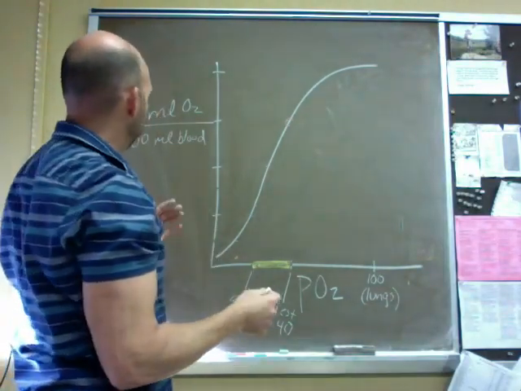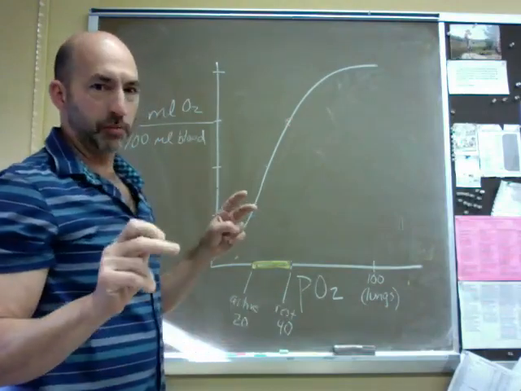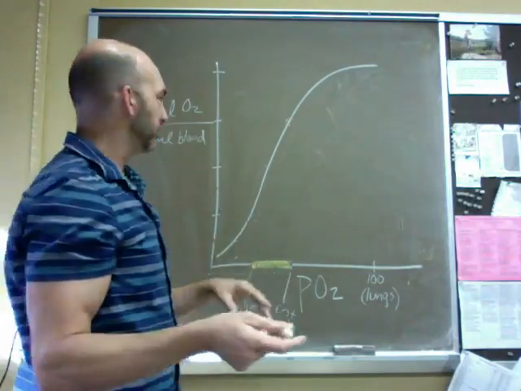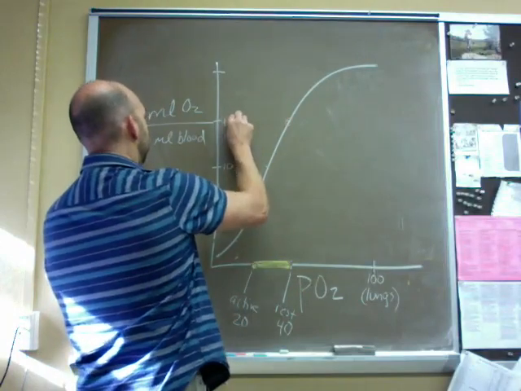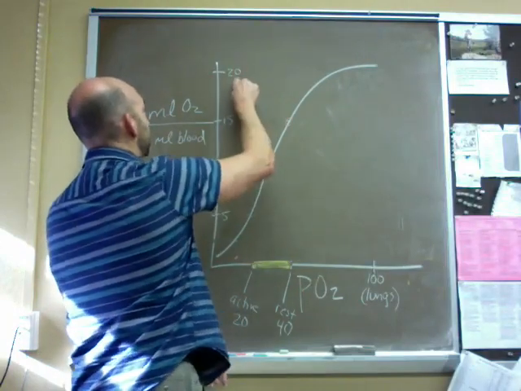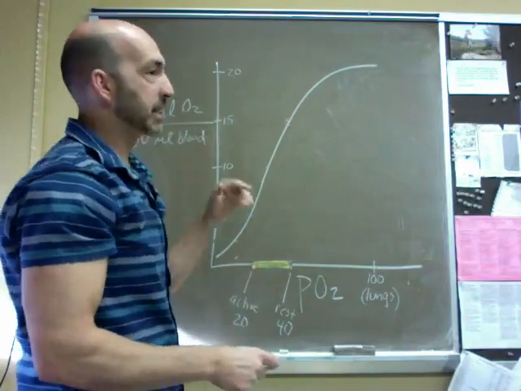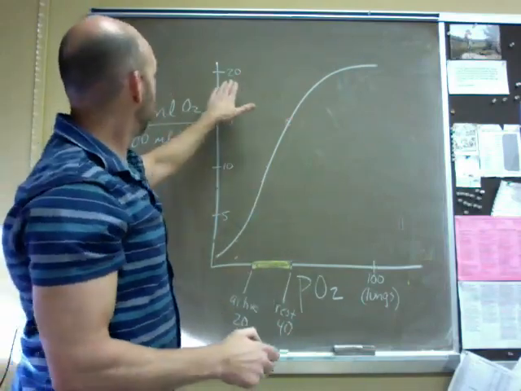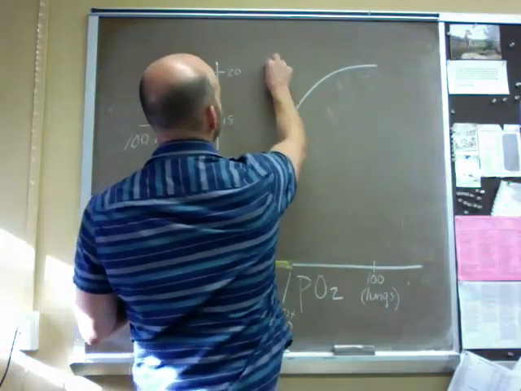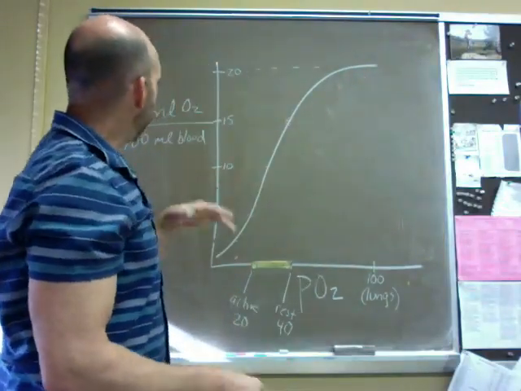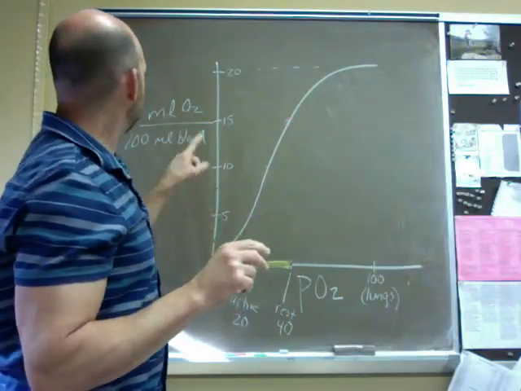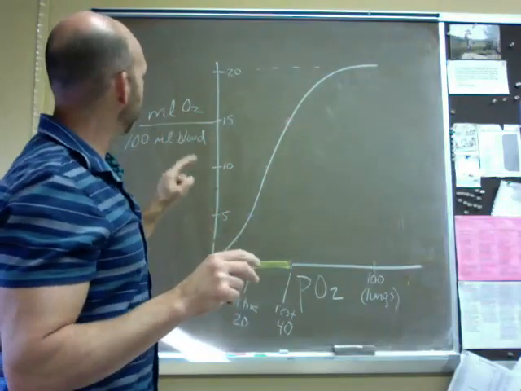And the values for this, for normal hemoglobin, or normal blood sample I should say, are 5, 10, 15, 20. So 20 is the maximum, in other words, saturated blood, right? That's going to be saturated, it's plateauing there. And so saturated normal blood carries 20 milliliters of O2 per 100 mils of blood.